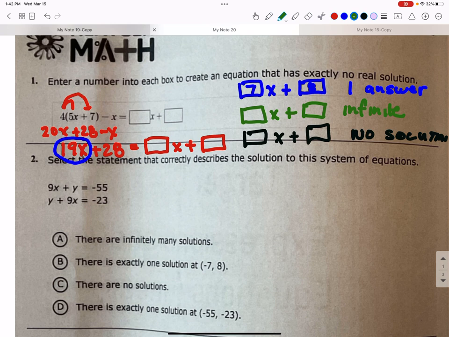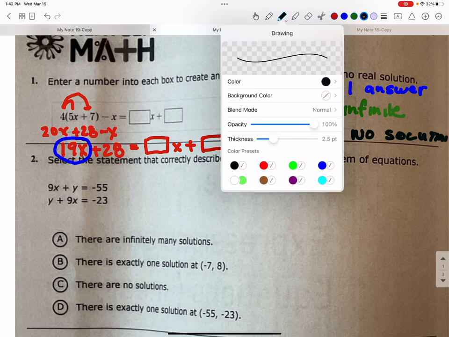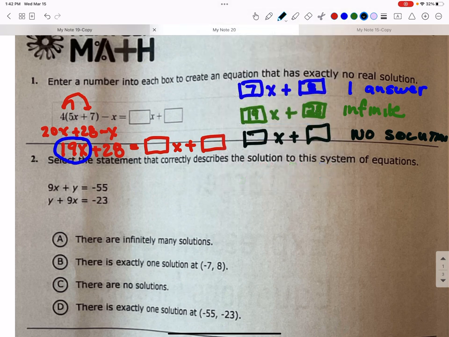What about infinity? Infinity means you have exactly the same. So you have the same amount of x's, and you also have the same amount of the back. 19x plus 28. If I want no solution, what am I going to do? I want the x's to cancel themselves out, but I want the back numbers to disagree. Like 28 does not equal 14. So that's no solution.